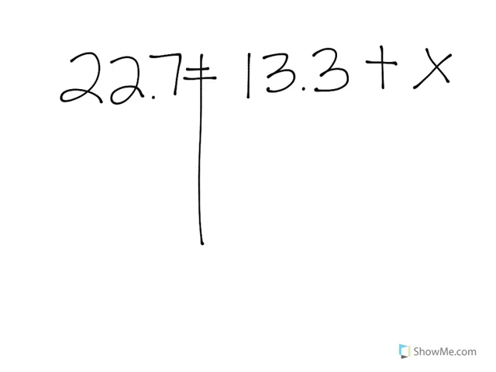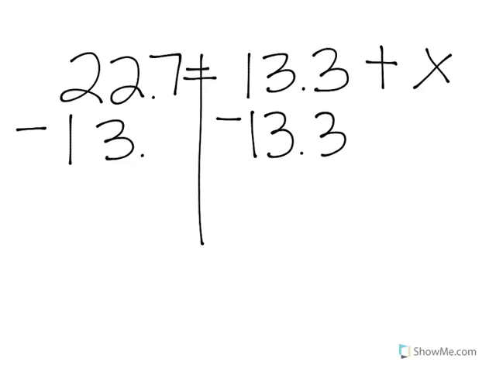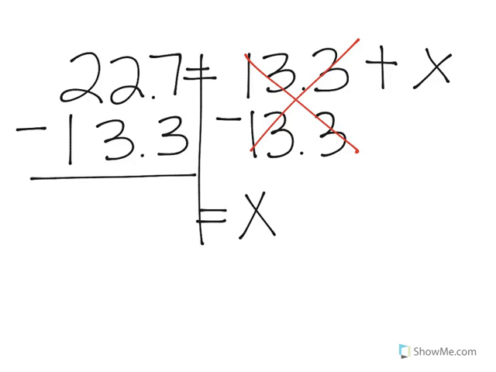13 and 3 tenths is being added to x, so to get rid of that, I have to subtract 13.3. Whatever I do on one side, I have to do on the other. My 13.3s cancel each other, and I am just left with x. On the left side, I now have to subtract. Remember, when you are adding and subtracting with decimals, you have to make sure your decimals are lined up.